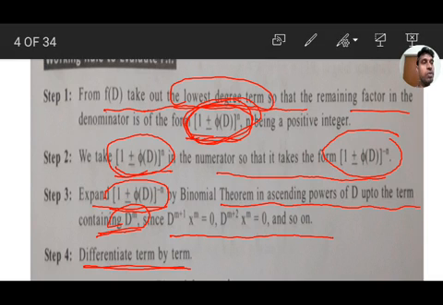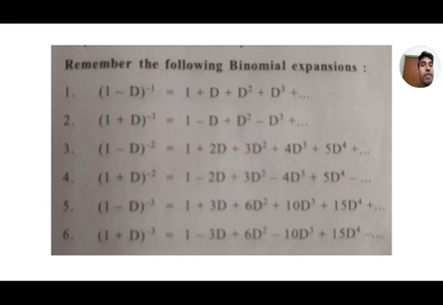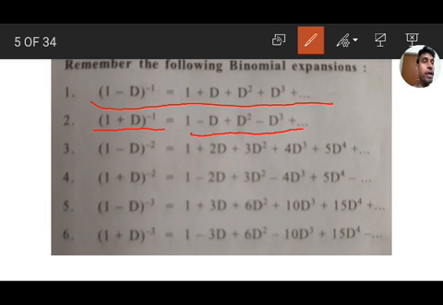So before going to this one, we have some basic formulas. Remember the following binomial expansions. 1 minus D, whole to the power of minus 1, equal to 1 plus D plus D square plus D cube plus and so on. 1 plus D, whole to the power of minus 1, equal to 1 minus D plus D square minus D cube plus D to the power of 4, and so on. In the first one, if both are minus, all will be plus. Here, power is minus 1, alternating positive and negative.